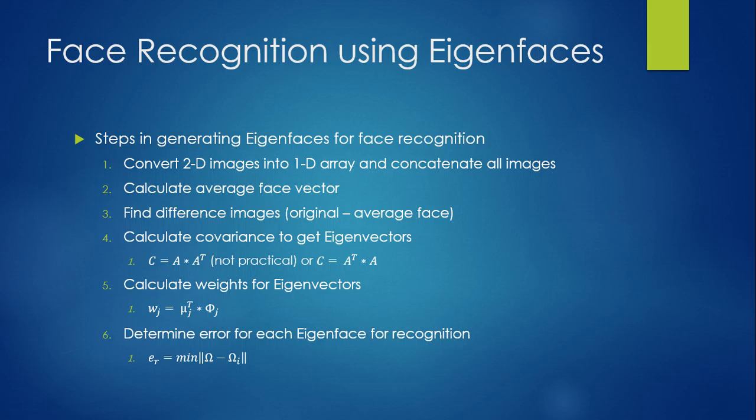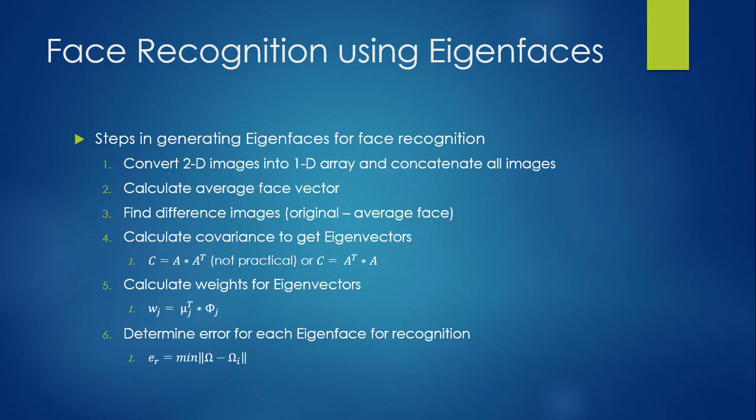We do this by calculating the covariance, and there's two different ways of doing this. One, we can take the difference images and multiply that by the transpose of the difference images, where A is the difference image, or we can take the transpose of the difference and multiply it by the difference. Now the reason I have both of these here is because they produce drastically different results.